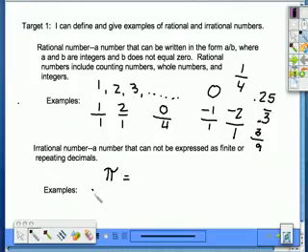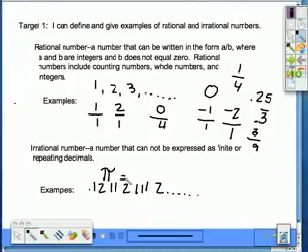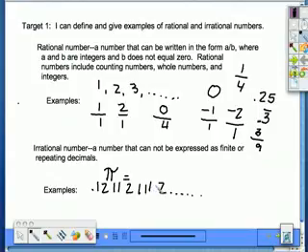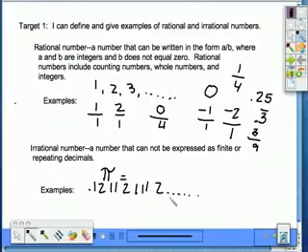You could also have a 0.121121111. Even though you can see the pattern, nothing ever repeats. It's not the same pattern that repeats over and over. So this is considered an irrational number.